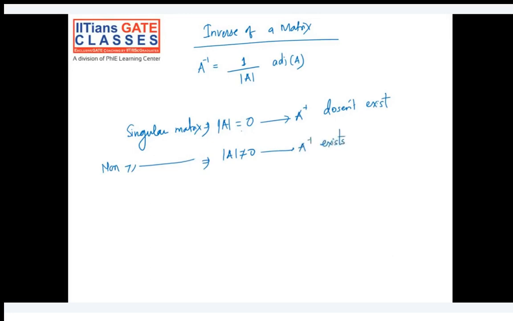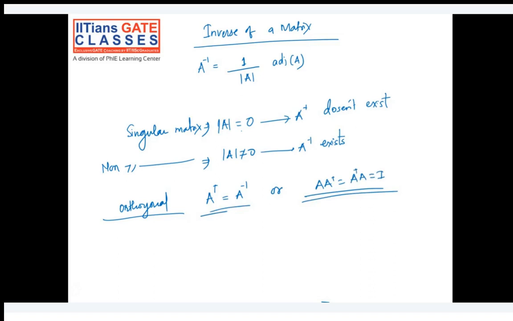Can you tell me what is an orthogonal matrix? A transpose is equal to A inverse. Yes, correct. People often confuse singular, orthogonal and so on. So you should know clearly: if A transpose is equal to A inverse, then it is an orthogonal matrix. In other words, you can say A into A transpose equal to I, or A transpose into A equal to I. Both the things are the same.